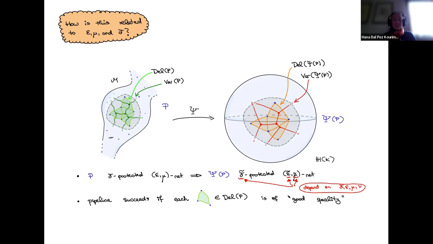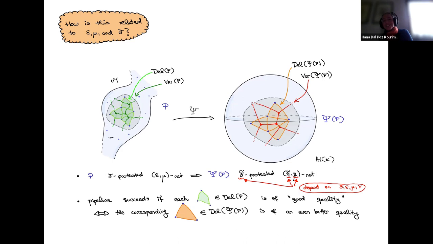We know that the pipeline succeeds if each triangle, each green simplex, is non-degenerate, but what you actually want is good quality. You really don't want them to be too flat. There is a very huge formula which quantifies what is good quality. But what is important to know for us is that I don't really know if the green simplex is of good quality, but I know that it's of good quality if the corresponding simplex in the space of constant curvature is of an even better quality, whatever that means. But you can define or control the difference in the quality via the distortion factor nu, as before.